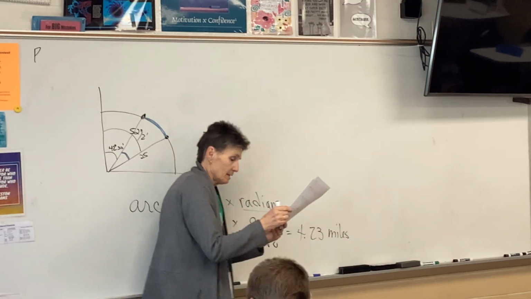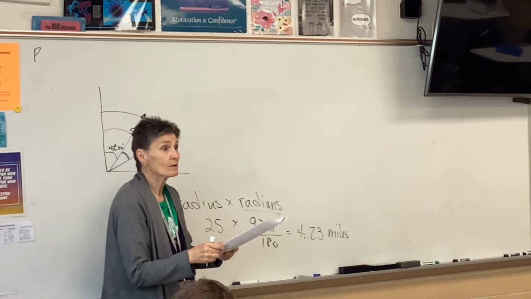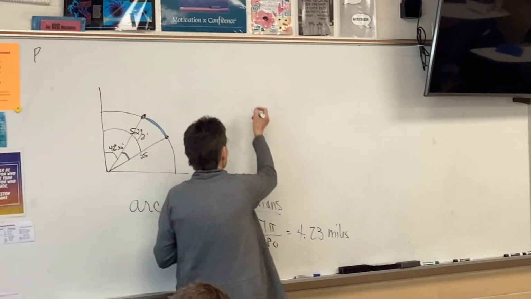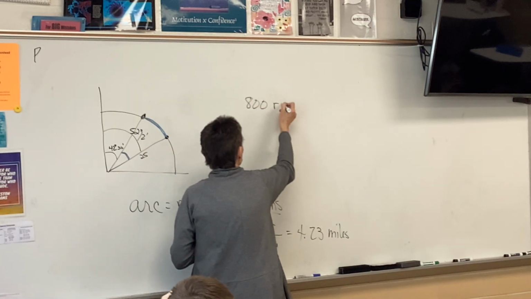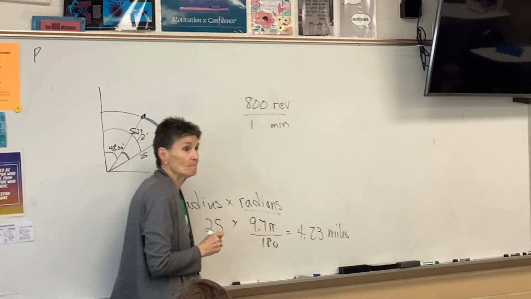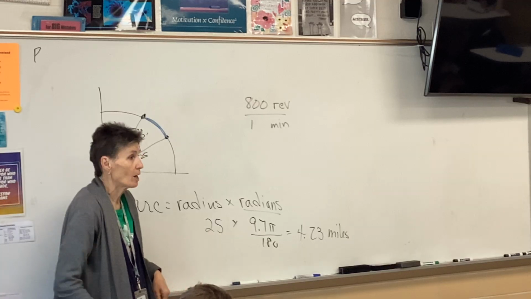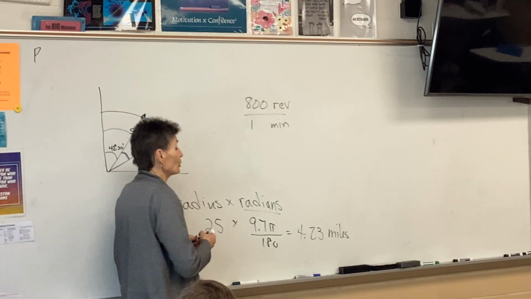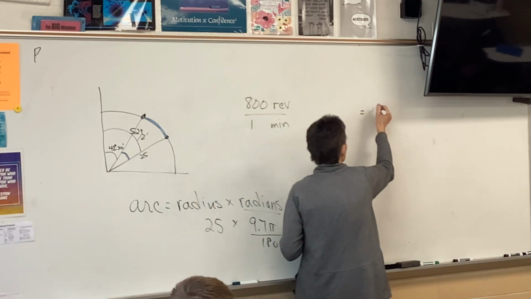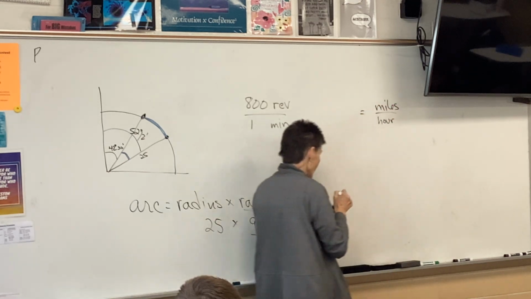But we want to know miles per hour, and we are starting with revolutions per minute. So we're going to start with 800 revolutions in 1 minute. Everybody good with that? That's what we know, that's what we start with. And then we're going to do some stoichiometry until we end up with miles per hour. That's where we're headed.